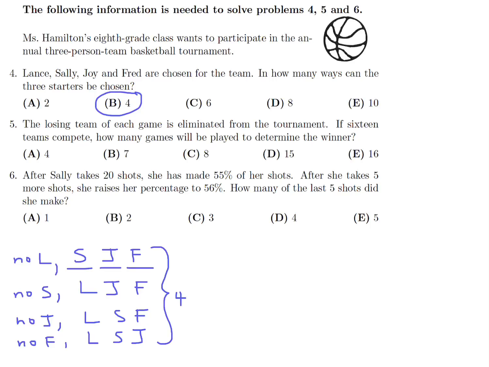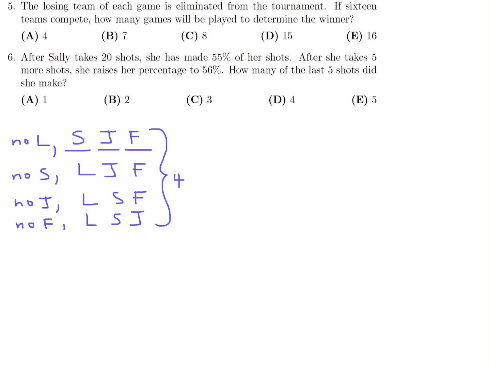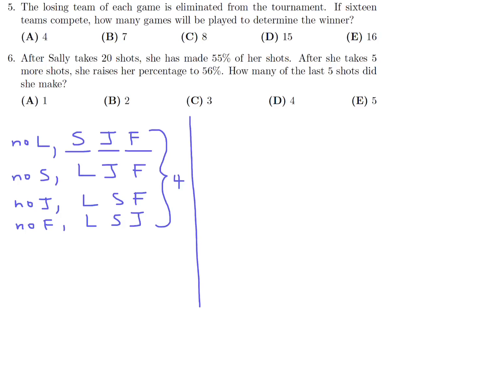Number 5, the losing team of each game is eliminated from the tournament. If 16 teams compete, how many games will be played to determine the winner? Well, some of you sports fans are very familiar with something known as a bracket. Any championship, whether it's an NBA, NCAA, there's always brackets, right? And those of you that are big sports fans know exactly what I'm talking about.